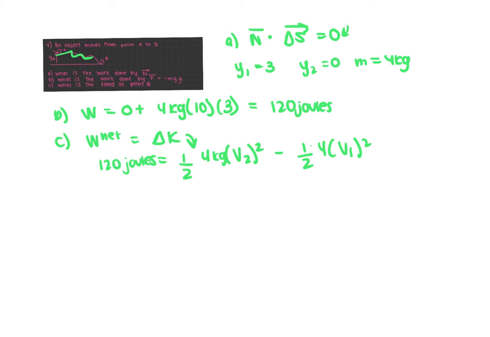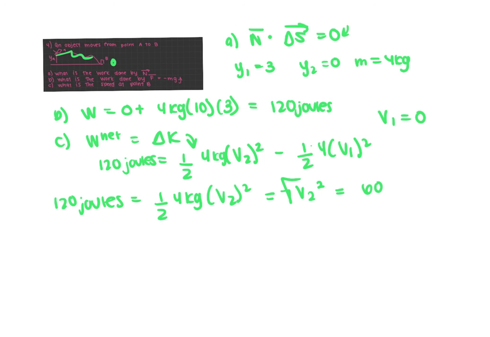Now, since this is basically at 0, we're going to say that the potential energy is also 0 at that point. So if V1 is equal to 0, then the problem that we have left is 120 joules equals half of 4 kilograms times V2 squared, which if we simplify, we are left with V2 squared equals 60. We can find the square root of that, and we see that V2 is equal to 7.7 meters per second, which is the speed at point B.